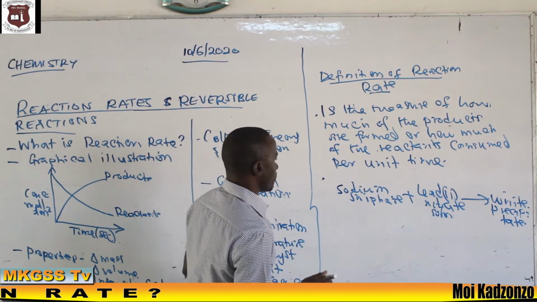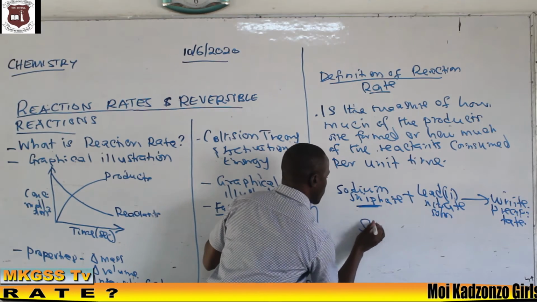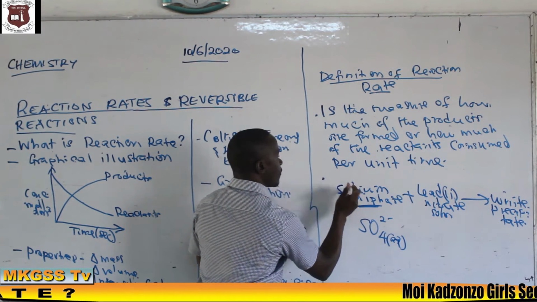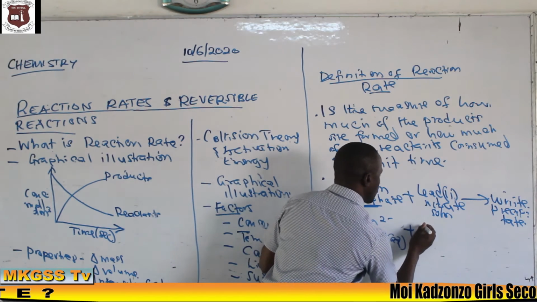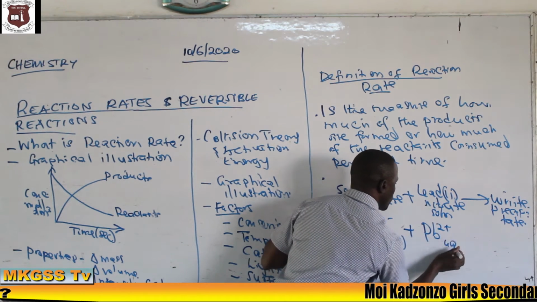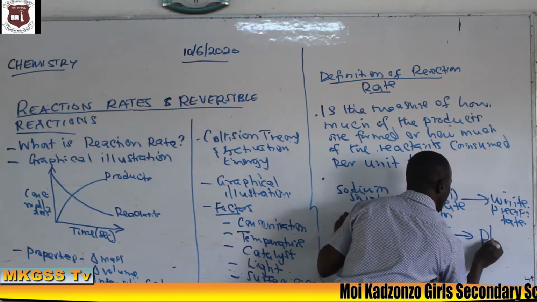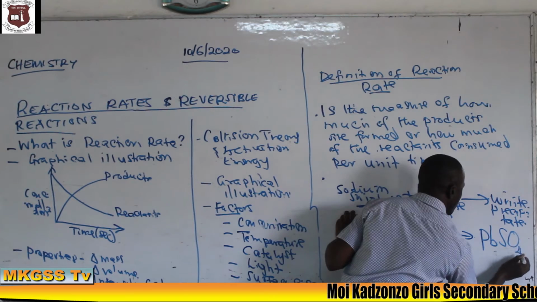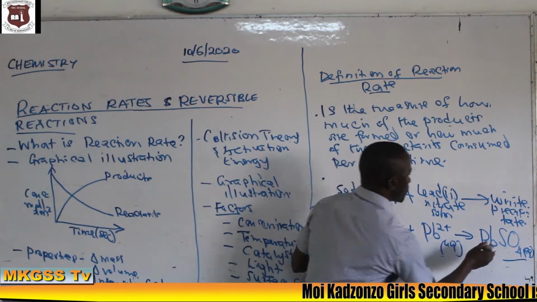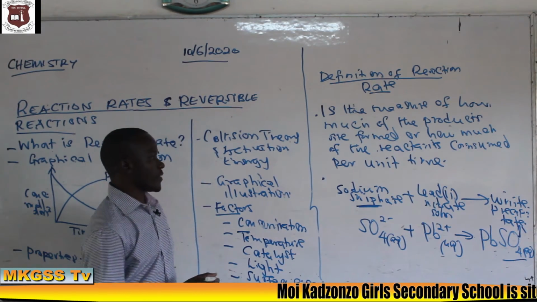And this formation of white precipitate is because the sulfate ion of sodium sulfate reacts with the lead 2 ions of the lead 2 nitrate to form lead 2 sulfate. This one is the one responsible for white precipitate. This reaction takes a very short time.